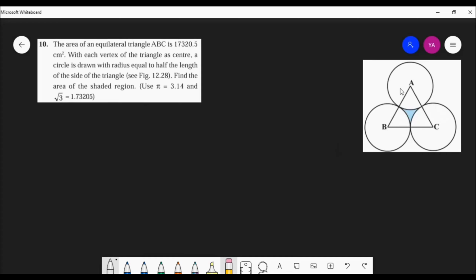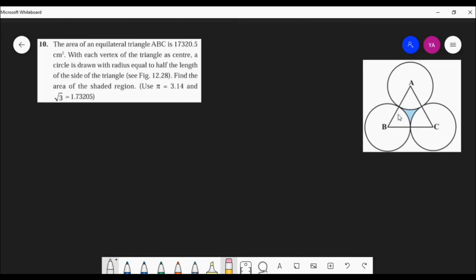So here the question is like this. An equilateral triangle is given named ABC, and taking the vertices of the triangle A, B and C as the centers, three circles are drawn such that their radii are half the length of the side of this triangle. So clearly these circles will touch at the midpoints of the sides of this triangle. Now we want to find the area of the shaded region. Like the previous question, we can answer this in different ways.